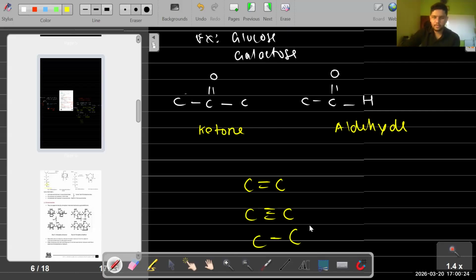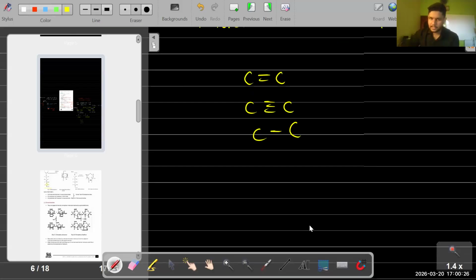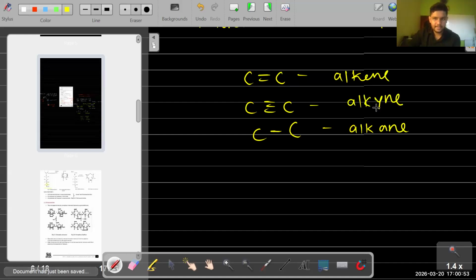They have names. Can you give those names that all of you have learned? Single bond means alkane. Double bond means what is the name? Double bond means alkene. Very good. Alkene. Triple bond means alkyne. Am I right?